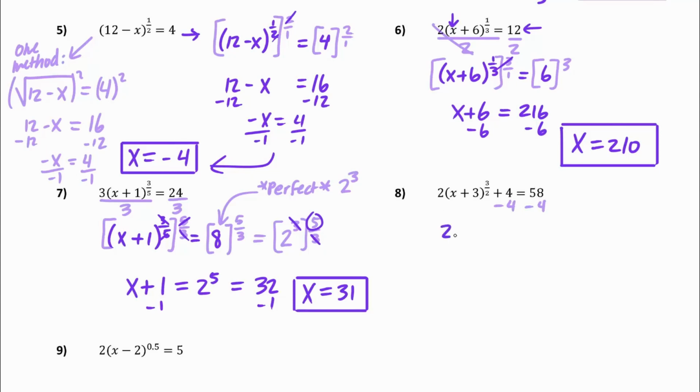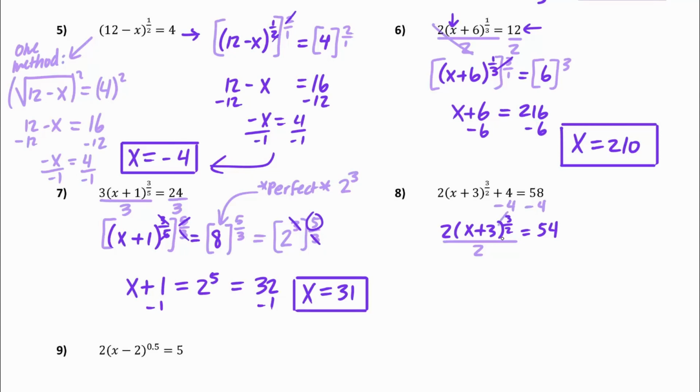That gives us 2, and then our group, x plus 3 to the 3 over 2 power. And 58 minus 4 is 54. We've got to go ahead and get rid of that 2, so we'll divide. It would be wrong to distribute. Do not ever distribute into the group.